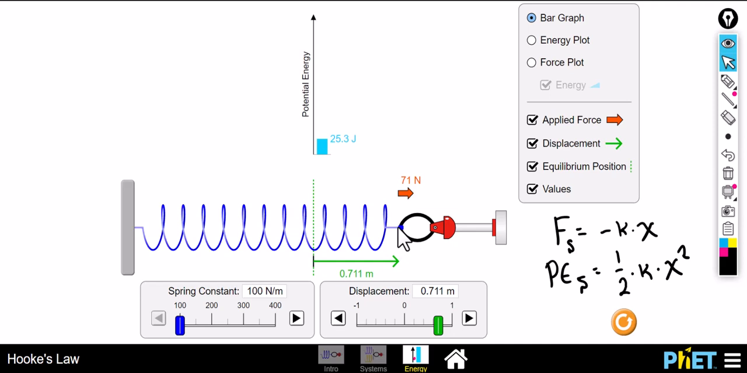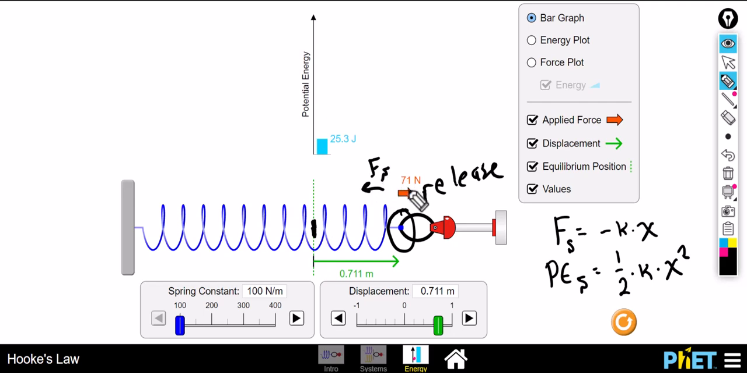Now, what is this force that the spring is exerting? Because check it, if we were to release this with the simulation, what does the spring do? It wants to return back to its equilibrium point. It wants to go back to here. What's going to make it do that? Well, that spring force, that Fs going in this direction.